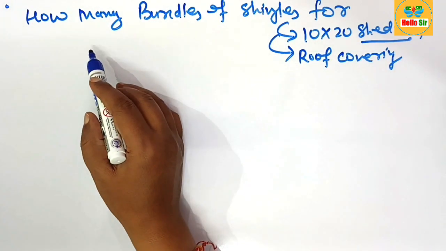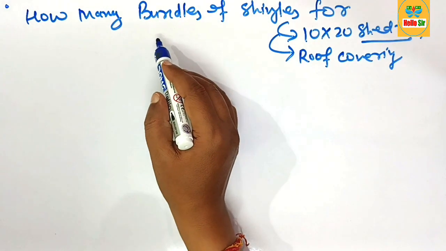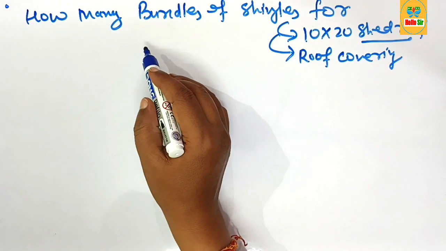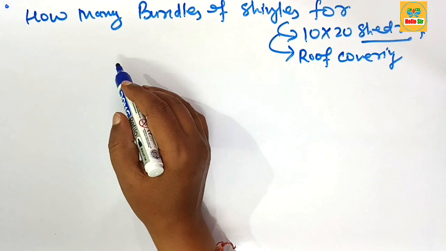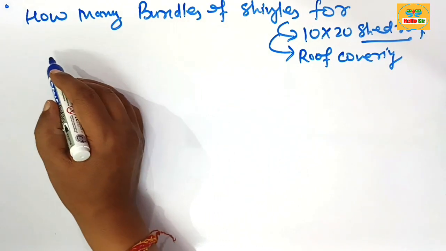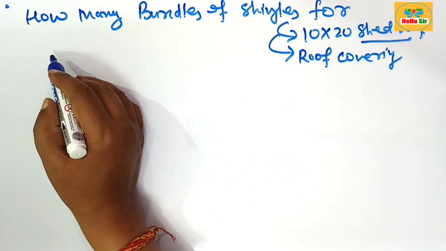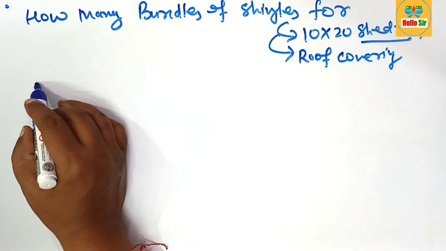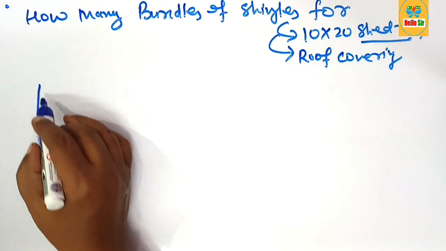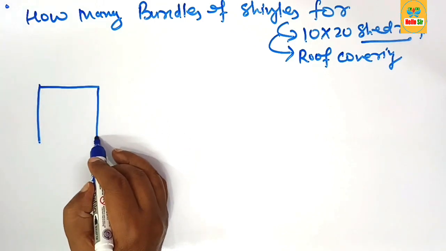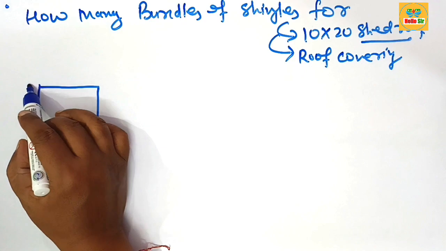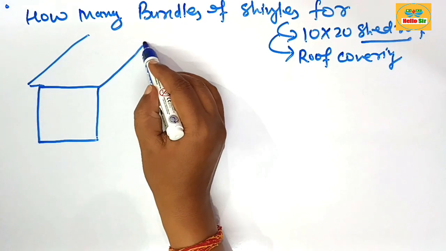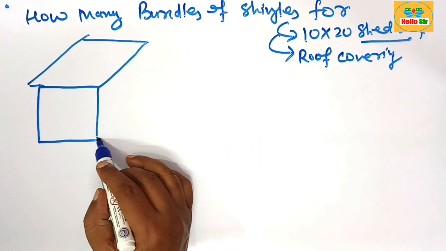The number of bundles of shingles required depends on many factors like the size of the roof, pitch, construction requirements, and the number and types of shingles per bundle. First, we make a rough diagram to understand the dimensions for the shed roof.